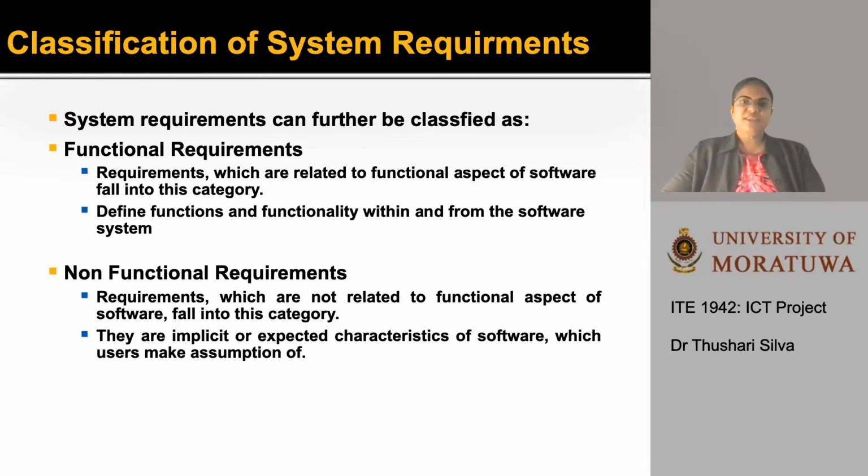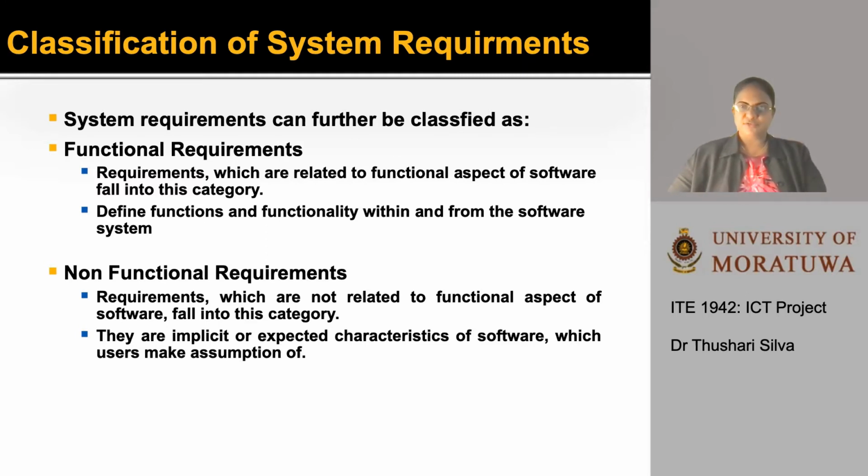We can classify these system requirements either as functional requirements or non-functional requirements. Functional requirements are totally related to the functional aspects of a software. In simple terms, we can say what the system is expected to have, or what it does. These functions or functionalities may be within the software or we can receive them from the software. So both aspects: it has something inside it to deliver something out.